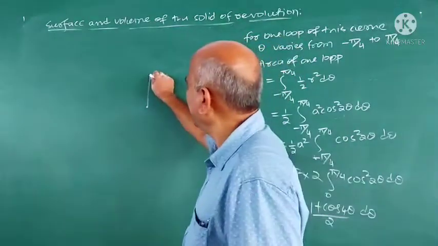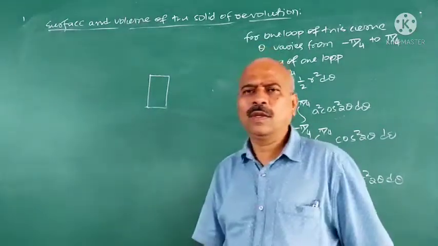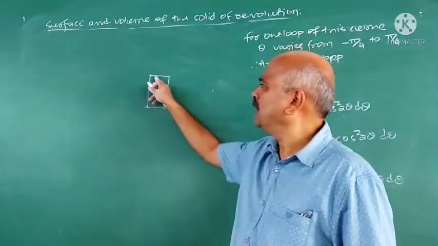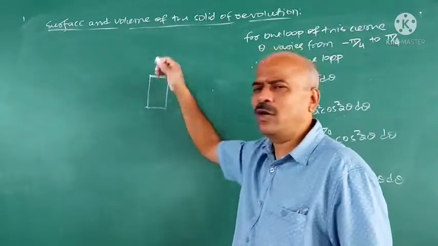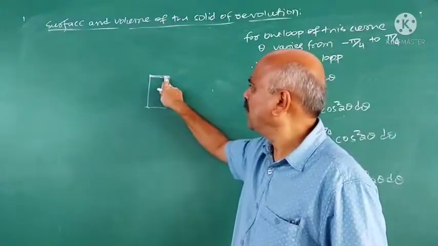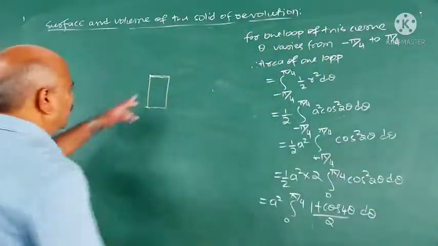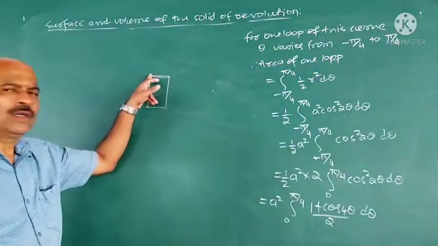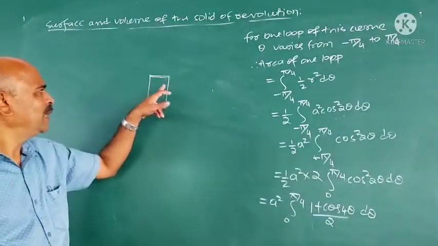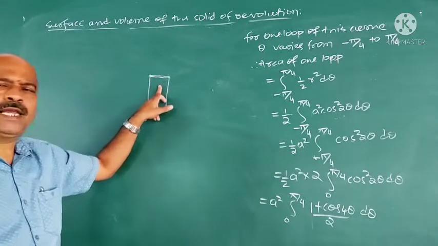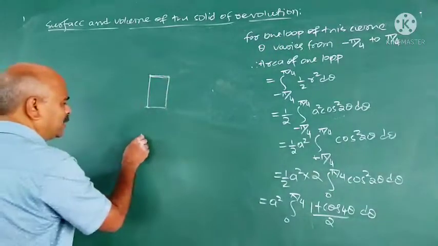But if you take a rectangle here, suppose this rectangle is revolved about one of these sides. Suppose this side it is revolved. Then what do you get? What do you expect? Suppose it is revolved like this. This line gives one circle. This line gives one circle. And this complete area becomes the volume of that solid. And the solid will be like this.